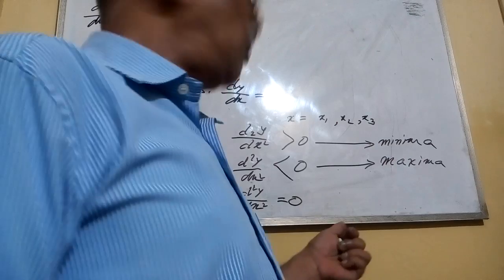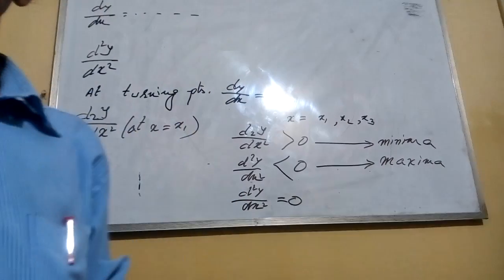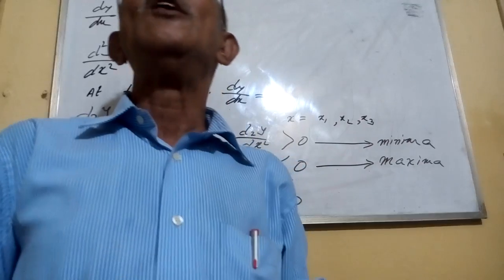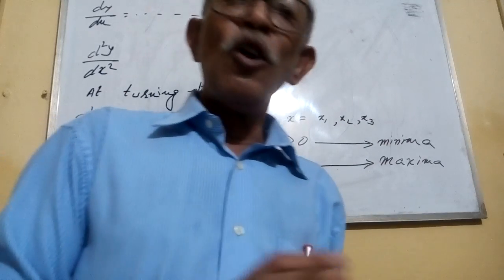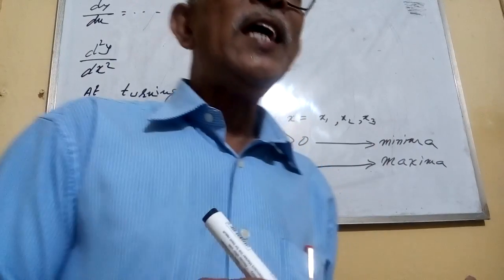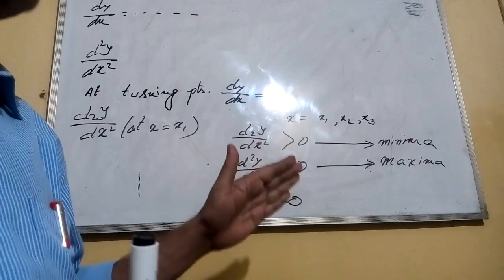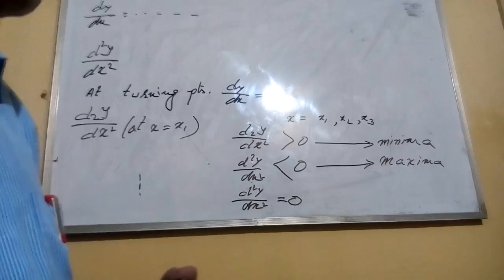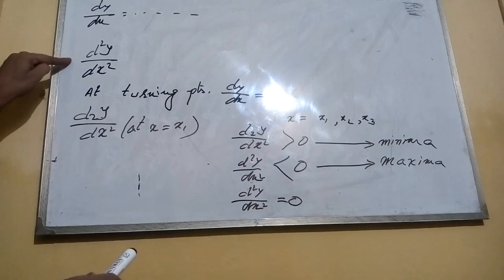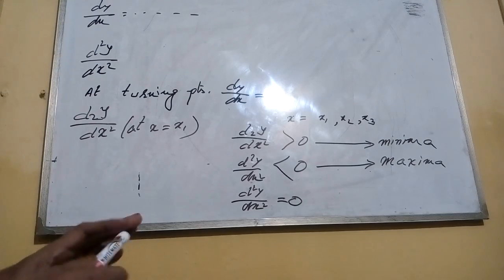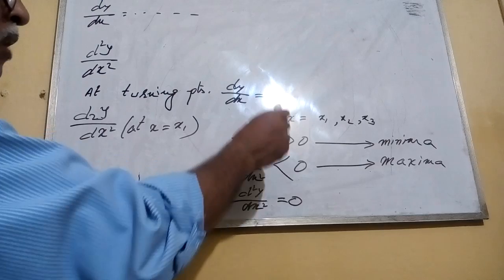The third possibility is there, d2y/dx² equals 0. This is known as a point of inflection. It is neither minima nor maxima. So again, remember, for finding maxima or minima, first find dy/dx, then find d2y/dx², then say at turning points dy/dx equals 0.